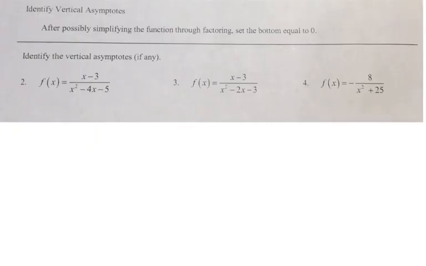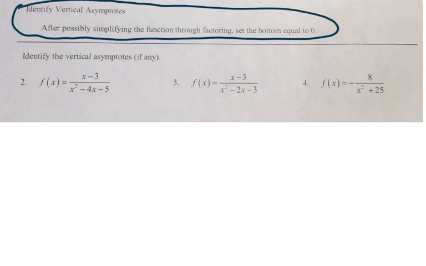Okay, so now we're going to take a look at how to actually determine and identify vertical asymptotes in a rational function. So we see right here, it tells us that after possibly simplifying the function through factoring, we set the bottom equal to 0. So what that means is that in the original parent function, let's look at that f of x equals 1 over x again. Okay, I'm going to set the denominator equal to 0, x equals 0, we get that asymptote. How cool is that first? Oh, that's scary looking. Okay.